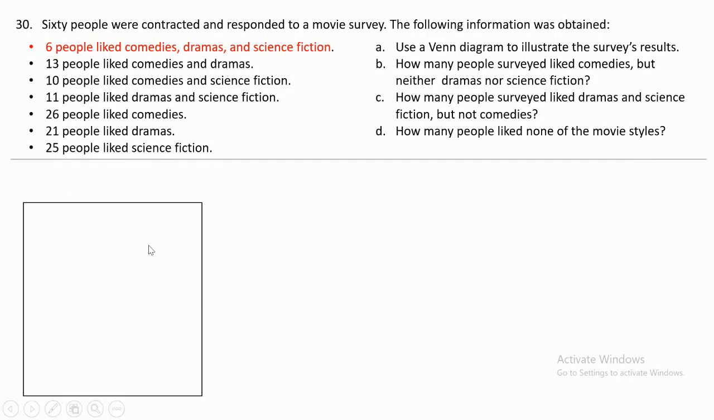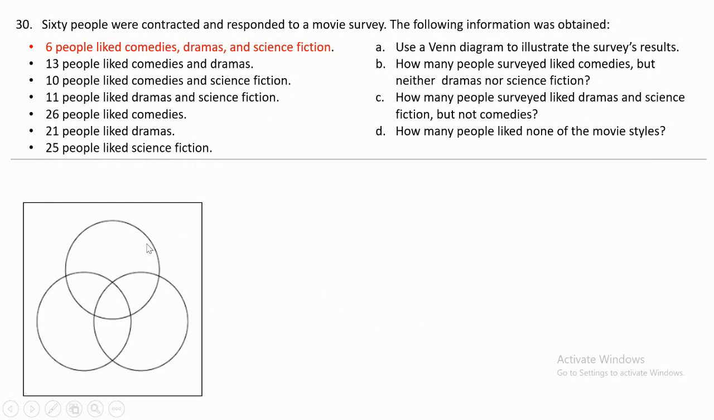So you start with a Venn diagram. Guys, you always start with the universal set. This is 60, because they're saying that 60 people were contacted to respond to the survey. So my universal set is 60. Since they're talking about comedies, dramas, and science fiction, let's call this B comedies. So that's my comedy set.